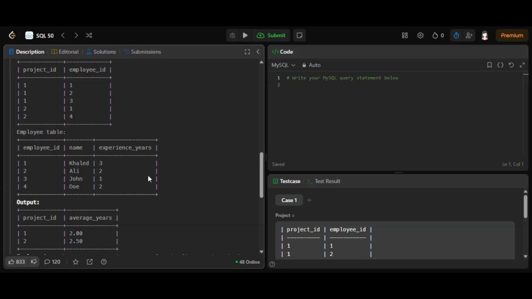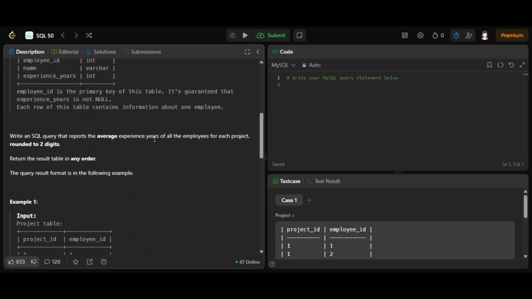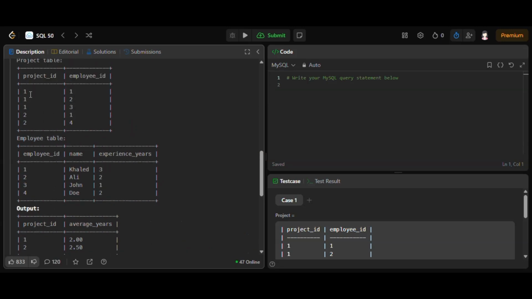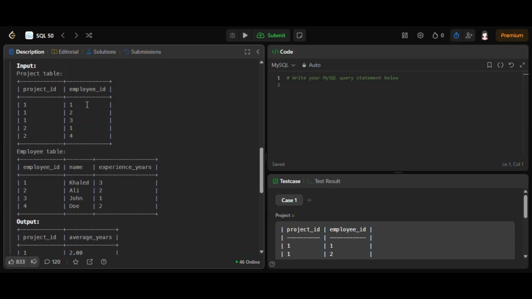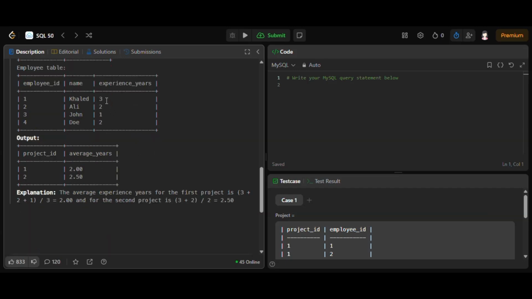Now let's see how the output is calculated. They have asked to calculate the average years of experience of all the employees for each project. So we are going to group the projects here. We group the 3 rows of the table into one and the 2 rows into one, so that we get only projects 1 and 2. There are only 2 projects available. And how the average years of experience is calculated is, here we have 3 employees with 3, 2 and 1 years of experience respectively. So we are going to add up all these values.